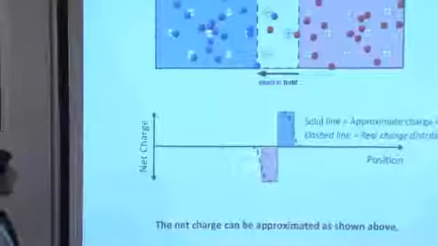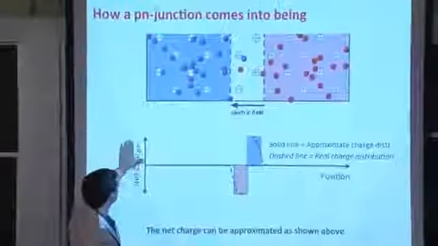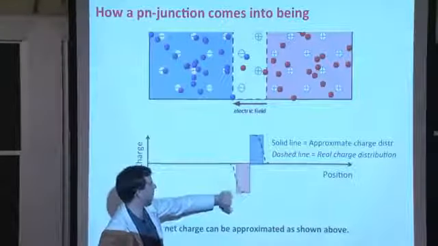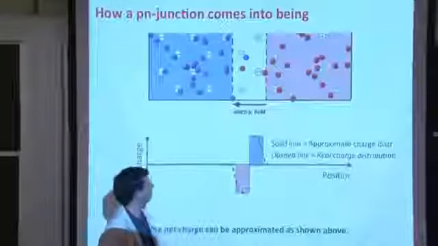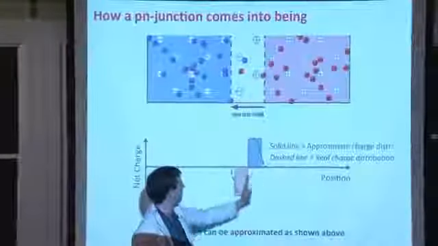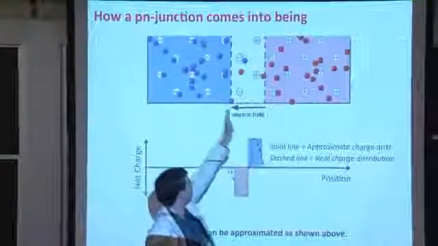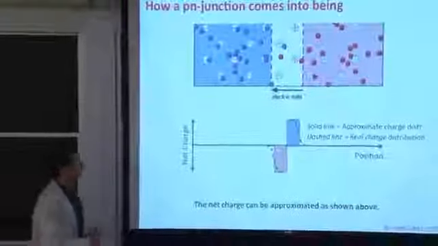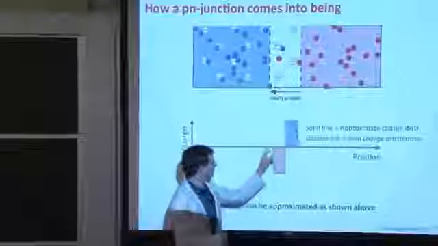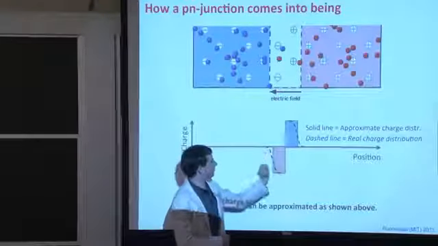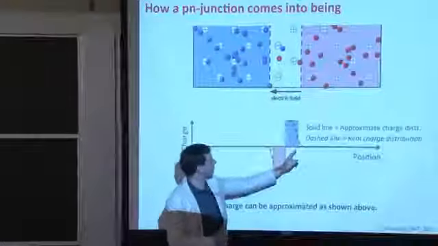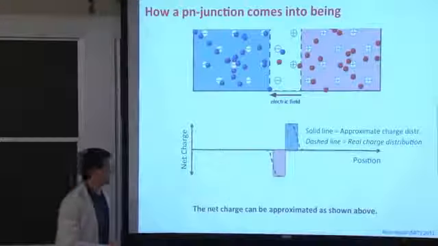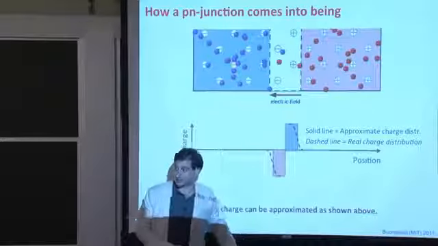Okay, so we have a buildup of net charge on either side of the junction. We have a buildup of net negative charge on one side of the junction, and a buildup of net positive charge on the other side of the junction. And this line right here is meant to represent that dividing line where the two materials initially came together. So the dashed line is meant to represent the real charge distribution, and the boxed colored rectangles, the rectilinear boxes, are meant to represent an approximation that we'll use for the rest of today's class.